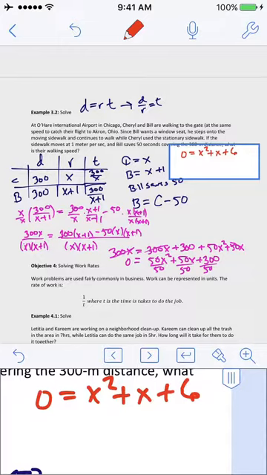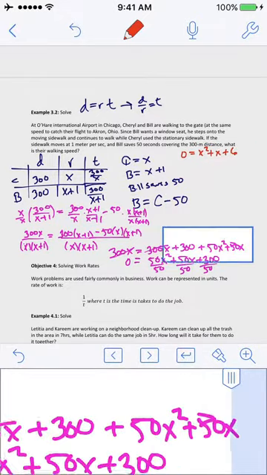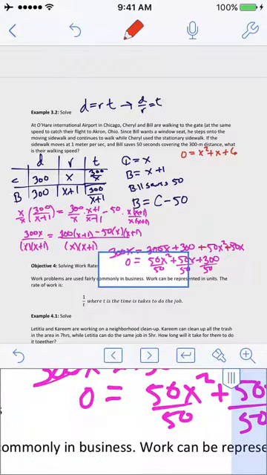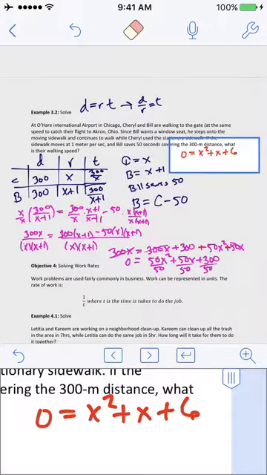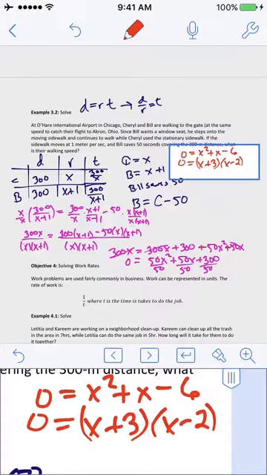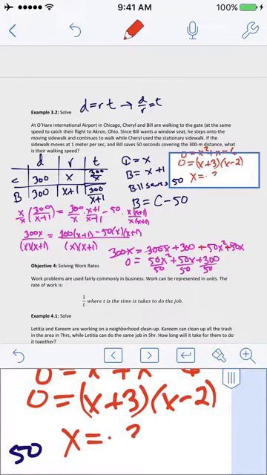Alright, what multiplies to 6 and adds to 1? Oh, I'm sorry. This should have been a minus here and a minus there. So that would divide by a minus 50, which makes this a minus 6. My apologies. That makes more sense. Multiplies to negative 6 and adds to 1: negative 3 and negative 2. So x plus 3, x minus 2. That means either x is equal to negative 3 or x is equal to 2.